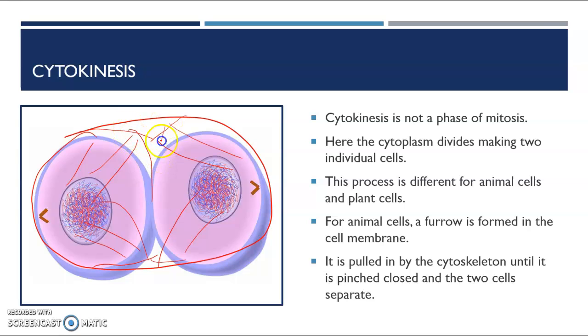Well, it pulls it, and pulls it, and pulls it, and then when it gets small enough, the amount of cytoplasm connecting these two, it does a pinch to pinch it close and pull apart. And that is when we have the separate cells right here. We've got a membrane on each side.